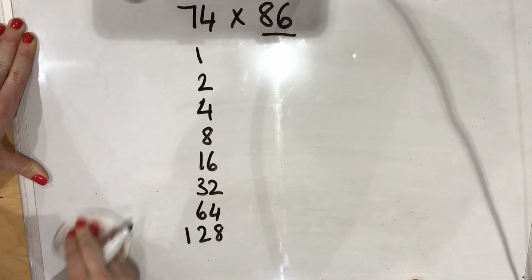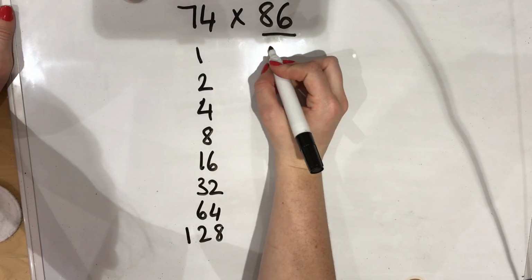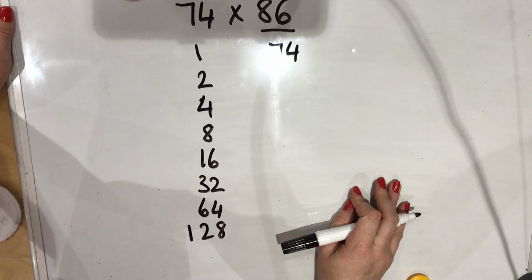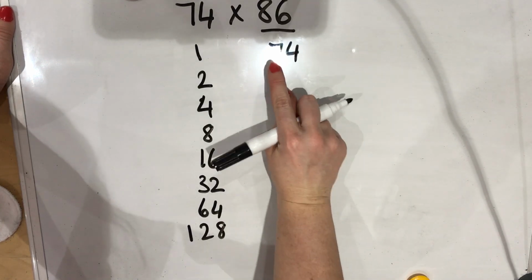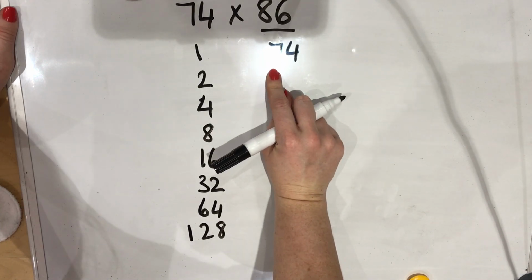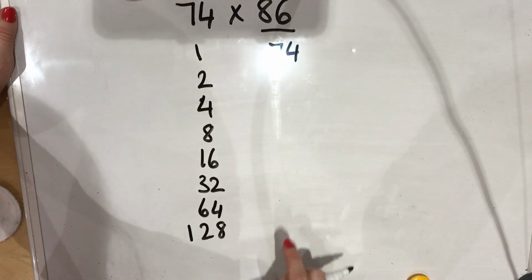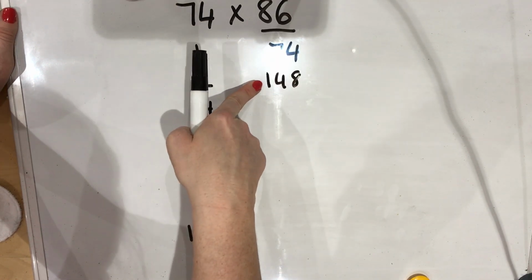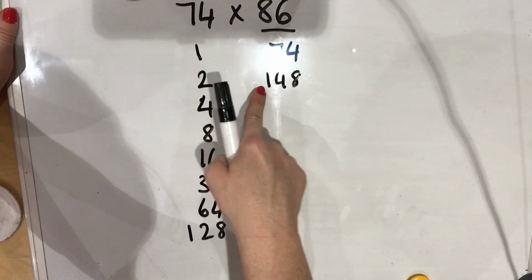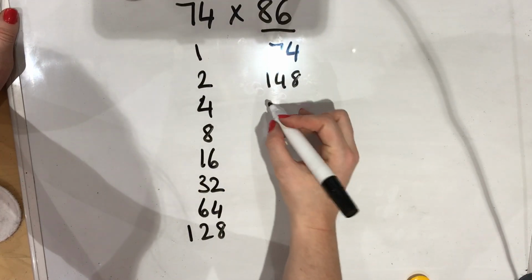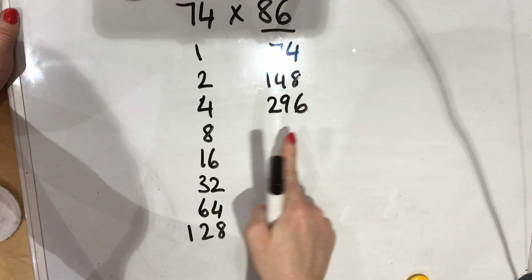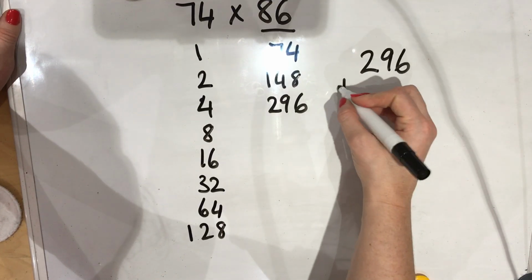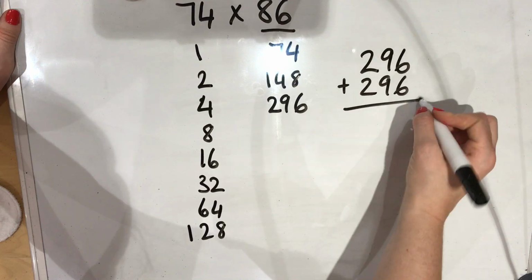Then what you're going to do is write your multiples of 74. Now, I don't know my 74 times table very well, so all you need to do for this method is, again, double each time. So that's going to be 148. 148 multiplied by 2, it's going to be 296. Please feel free to just simply do column addition along the side.